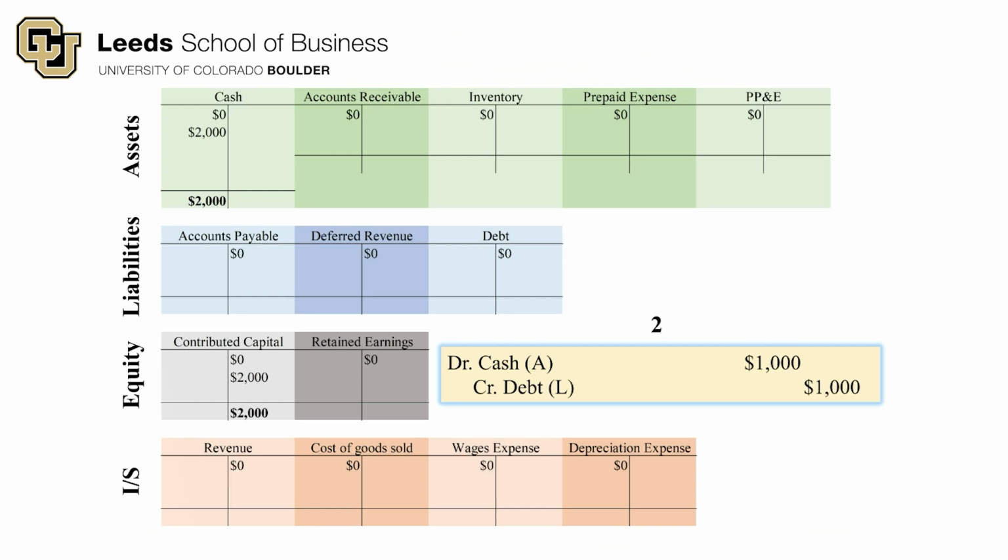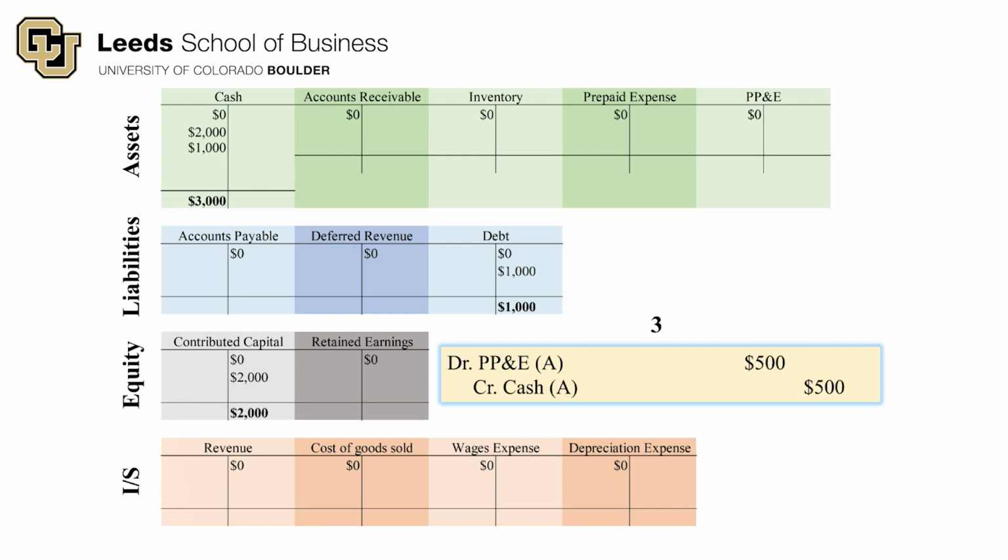Transaction number 2 is a debit to cash and a credit to debt. So watch the cash and the debt accounts, and I'm just posting that amount into the T accounts. Cash increases by another $1,000, and now debt increases by $1,000. Remember, we increased liabilities with a credit. So now that debt account is holding a $1,000 balance.